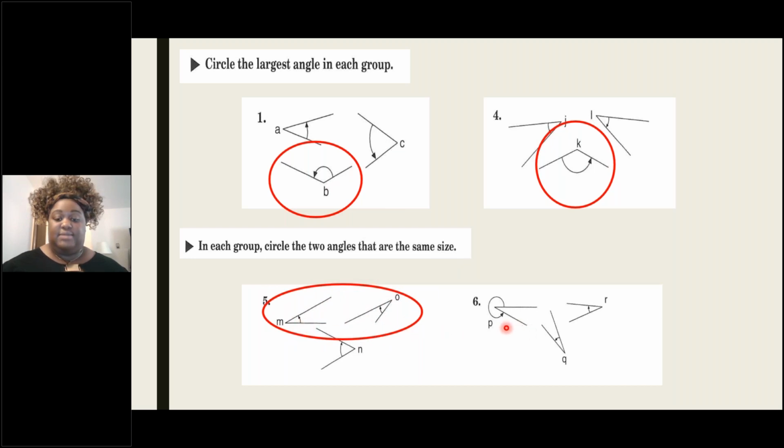So looking at number 6, we have angle P, angle Q, and angle R. Which two are the same size? Okay, so it'll be angles Q and R. Once again, even though those sides are different lengths, those angles are the same. Okay, let's keep going.